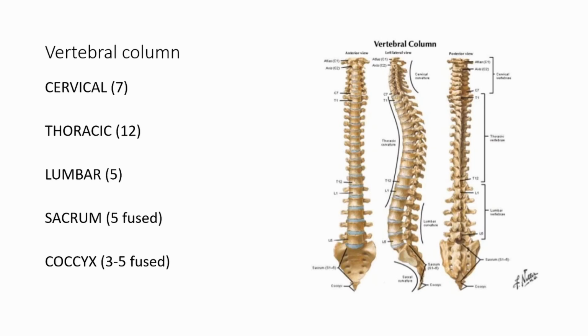The cervical, thoracic, and lumbar regions are all movable. They are not fused together. We have movement from one vertebra to another. But when we look at the sacrum and the coccyx, we have fusion, meaning there is no movement between those vertebrae. They're completely locked together.